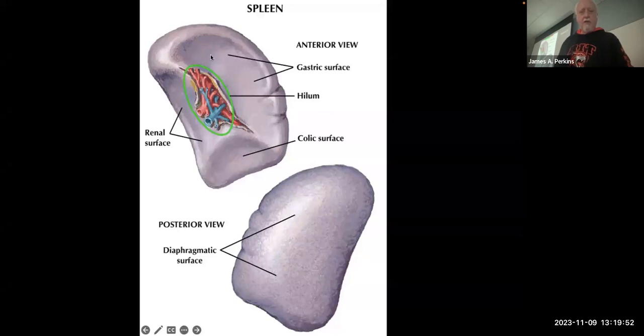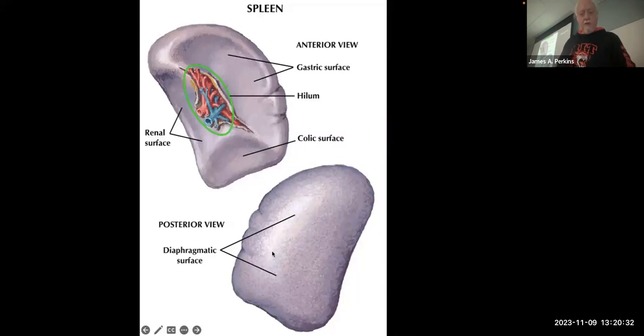So there's a large gastric surface where the anterior part of the spleen is in contact with the fundus of the stomach. There's a renal surface where the spleen's in contact with the left kidney. And then there's a colic surface where the spleen is in contact with the left colic flexure of the colon, known as the splenic flexure of the colon. On this anterior or visceral surface of the spleen is where you find the hilum. Just like the hilum of the lung, it's the point where the vessels enter and exit the spleen.